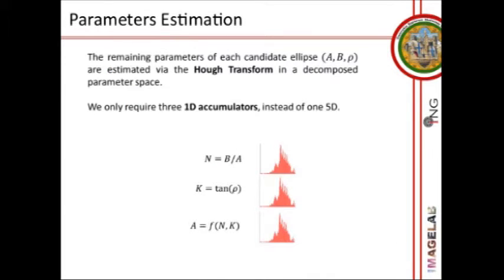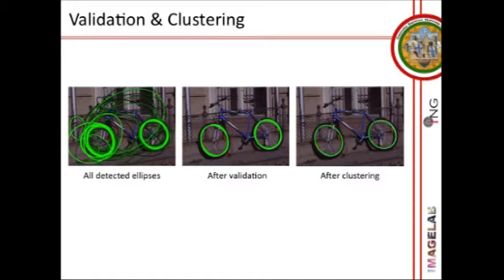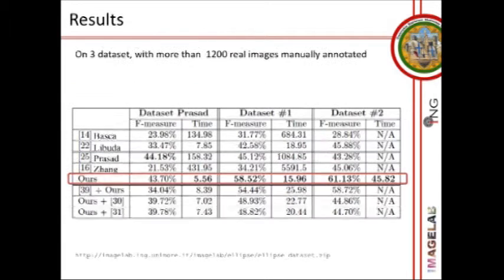Well, we estimate the other 3 parameters in a Hough transform framework. We do that using 3 1D accumulators instead of the 5D that is required by the standard Hough transform. This is also an optimized version of the Hough transform. So after we detect all the ellipses, we go through a validation process to keep only the most important ellipses, and then we cluster them together to have a single response.